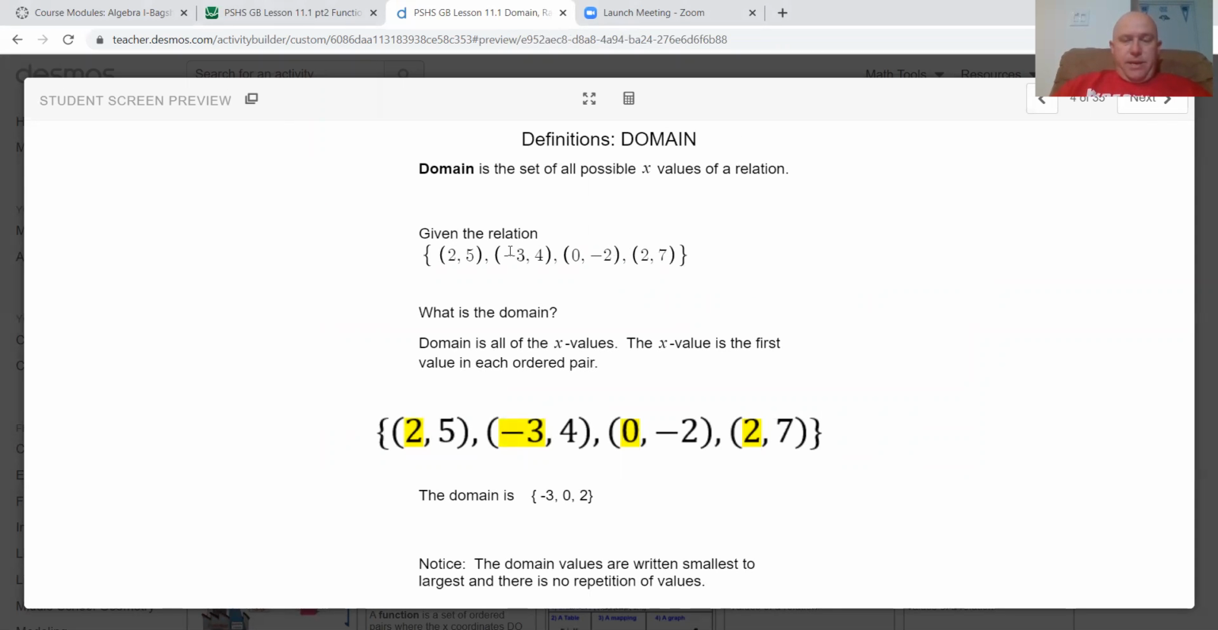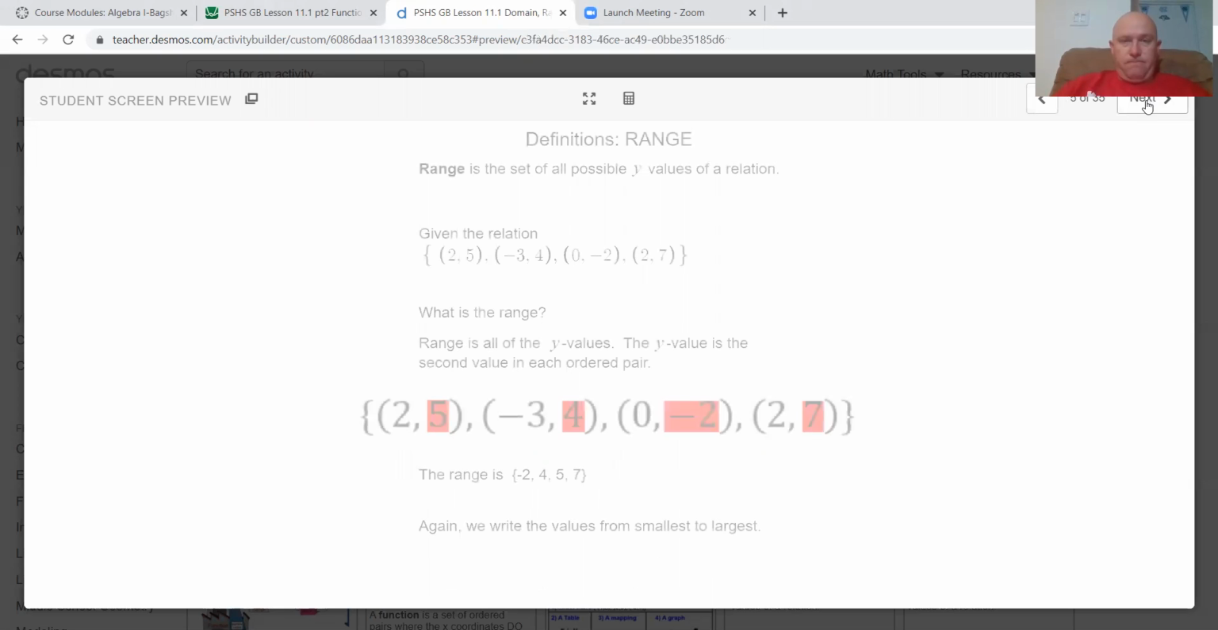So when we're looking at domain, this is the x values, as we said. So if we're given a list of coordinates, literally, you're just looking at the first values. And as you're doing them, you're putting them in smallest to biggest, and you're not repeating any values that you see. So the smallest number I see is negative 3, then 0. There are two twos, but you only mention a 2 once, so you don't have to repeat the value.